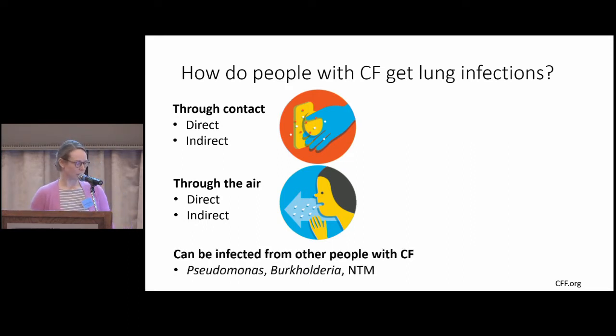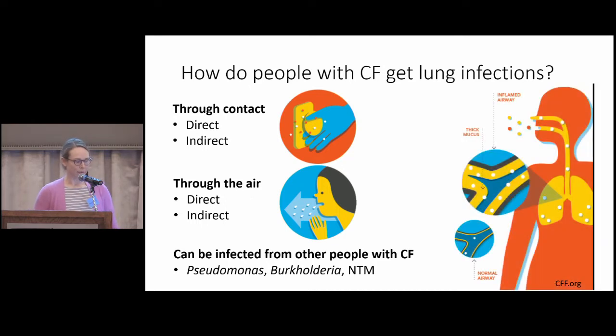And we also know that people with CF can be infected from other people with CF. And in particular, this has been shown to happen with bacteria such as Pseudomonas, Burkholderia, and potentially some of the NTM as well. And when these bacteria go to people with CF, the nature of the lungs in people with CF sets up an environment where they tend to stick around. So airways are inflamed, there's thick mucus, and bacteria, when people are exposed to them, can get caught in these airways and can get trapped and have a chronic infection come from there.